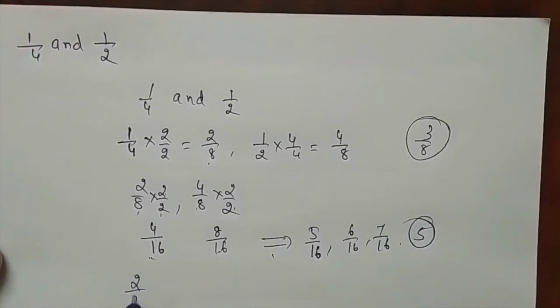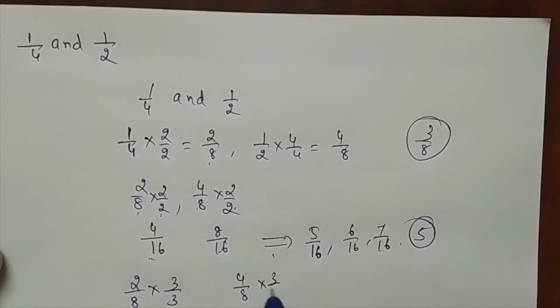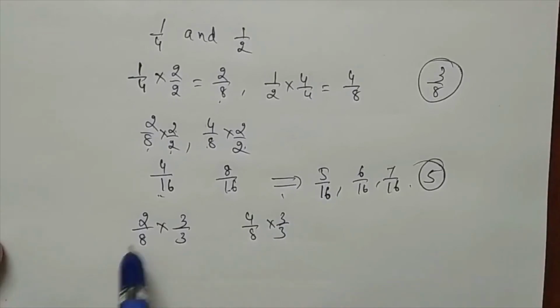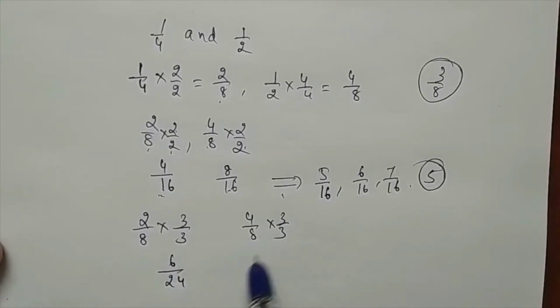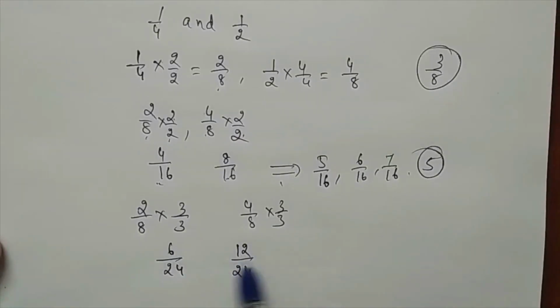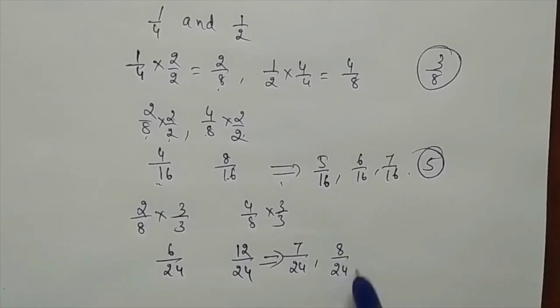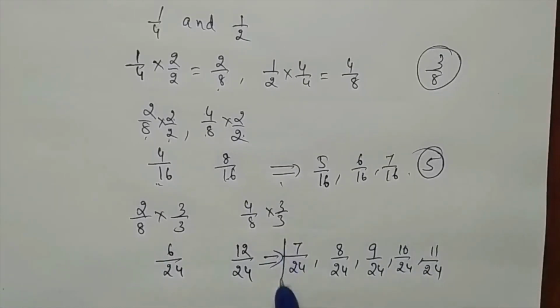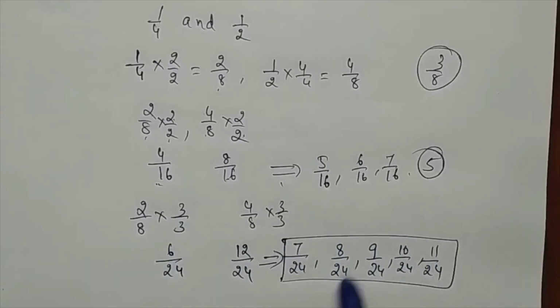So let's multiply 2 by 8 with 3 by 3 and 4 by 8 with 3 by 3. And our rational numbers are now 6 by 24 and 12 by 24. And let's write the rational numbers between 6 by 24 and 12 by 24. So they are 7 by 24, 8 by 24, 9 by 24, 10 by 24, 11 by 24. So these are 5 rational numbers between 1 by 4 and 1 by 2.